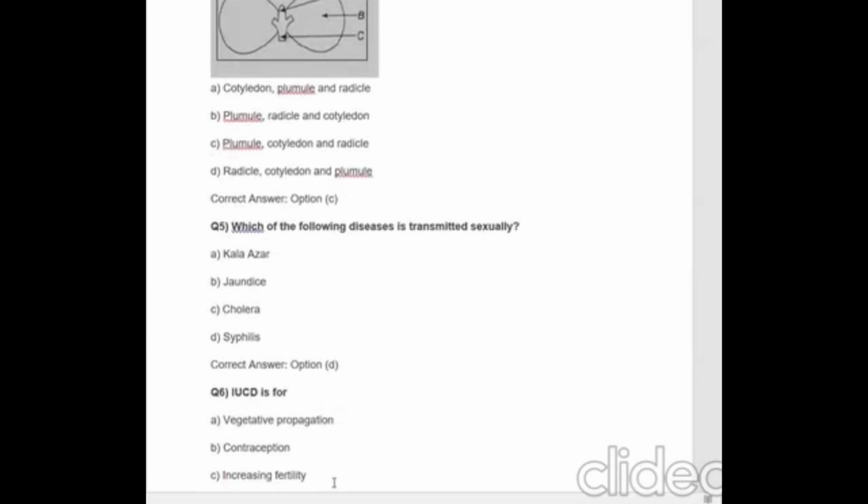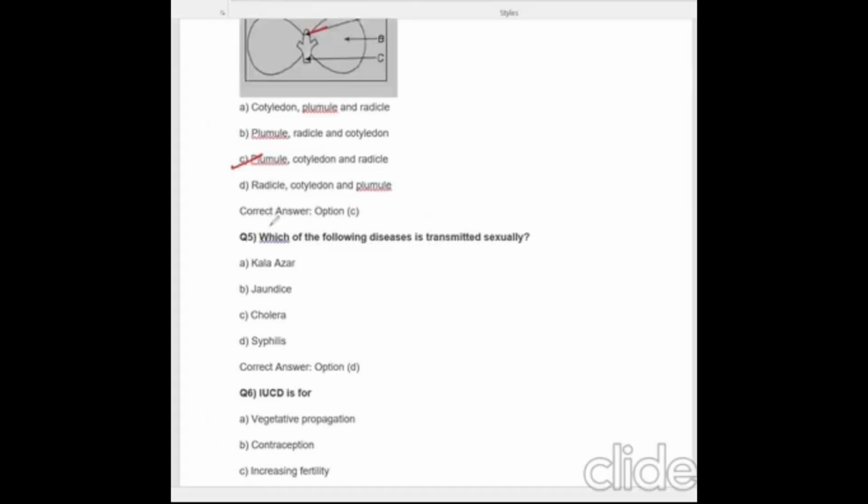So C option, you can find that. So A is the plumule, B is the cotyledon, and C is the radicle. Next, which of the following diseases is transmitted sexually? So syphilis, gonorrhea, and AIDS are the diseases that are transmitted sexually. You can see the D is the syphilis.